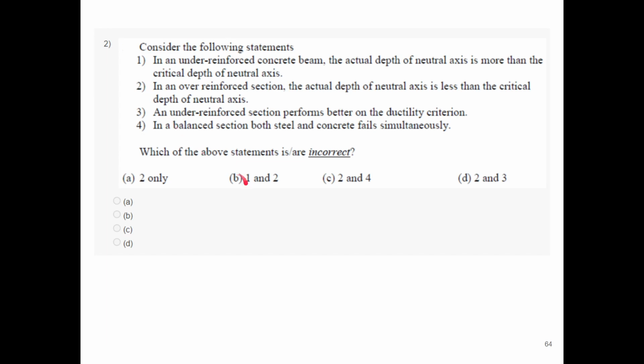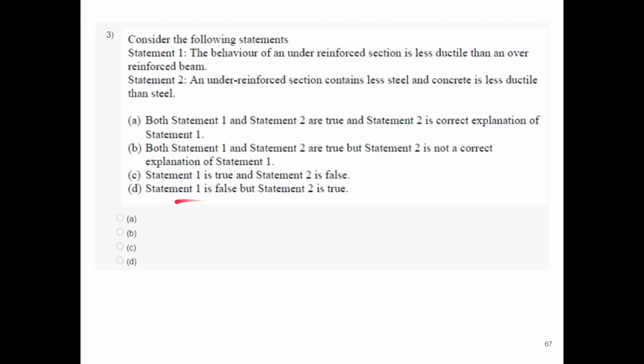Okay, so 1 and 2 both are incorrect. So B will be the correct option. So yeah, B. In an over-reinforced section, the actual depth of neutral axis is more than the critical depth of neutral axis, right?